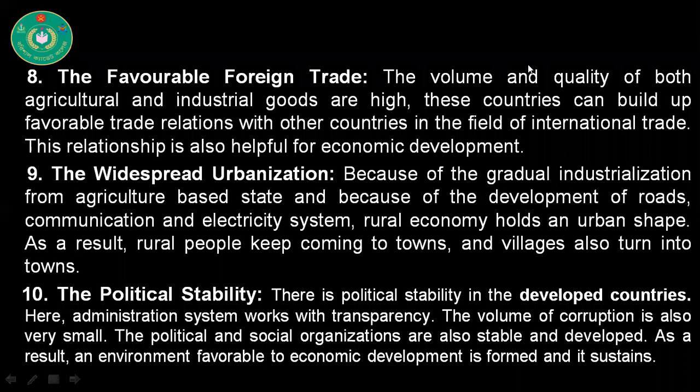Number 8, the favorable foreign trade. The volume and quality of both agricultural and industrial goods are high. These countries can build up favorable trade relations with other countries in the field of international trade. This relationship is also helpful for economic development.